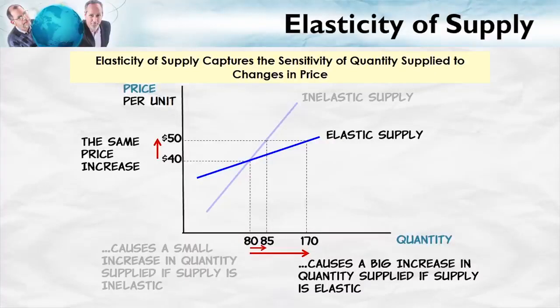Nevertheless, when you have two curves which go through a common point, then the one which is flatter is more elastic at any given quantity. The one which is steeper is more inelastic. So we can always look at two curves and say this curve is more elastic than the steeper curve, and that will work for everything we're going to do in this class.